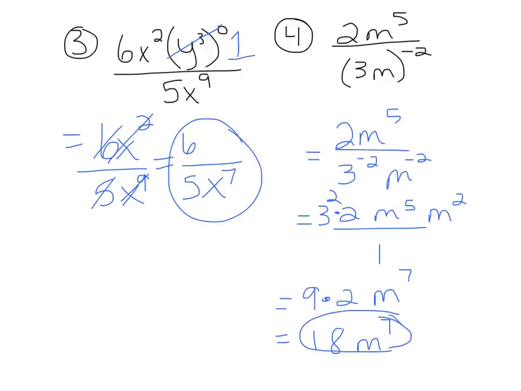Okay, so remember, when the variables are both on the top, like the m's here, you just add the exponents because they're being multiplied. Remember, if you have negative exponents, you need to move them. So in this case, they were both on the bottom, so we moved the m squared to the top, and we moved the 3 squared to the top. The 2m to the 5th didn't move at all because there were no negative exponents there.